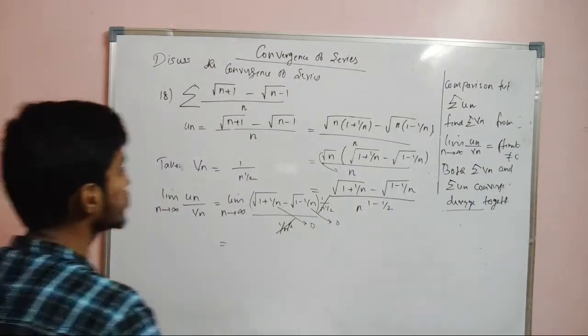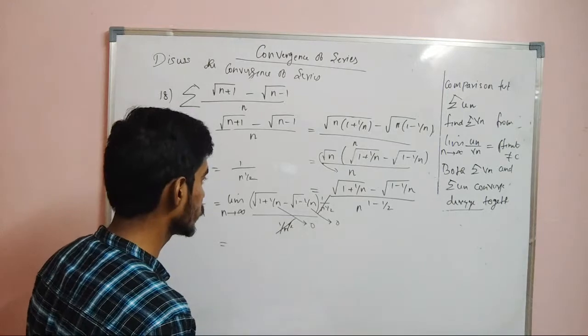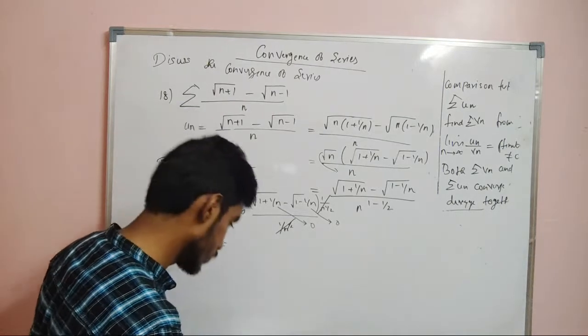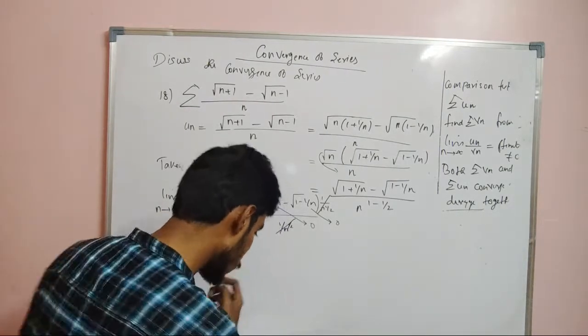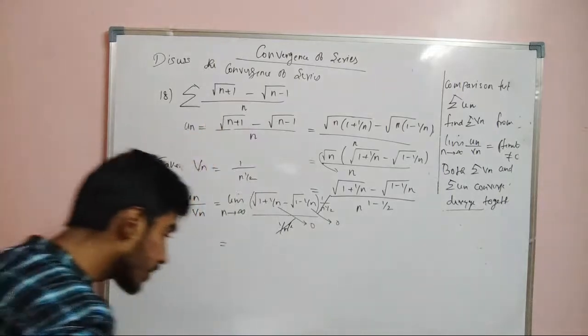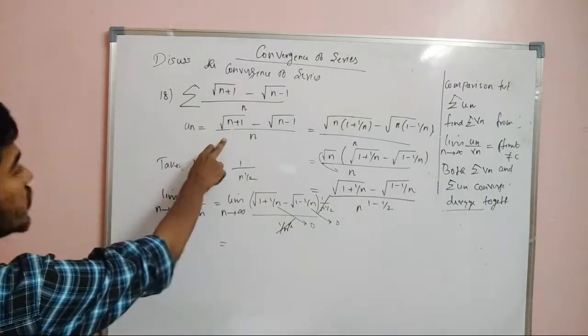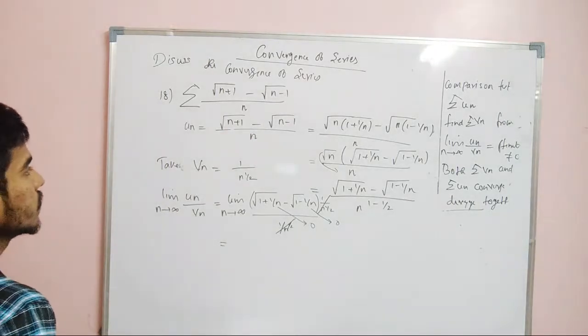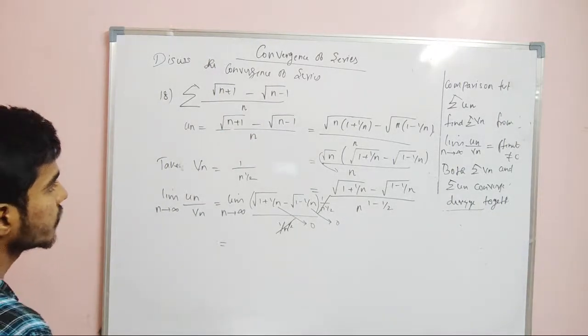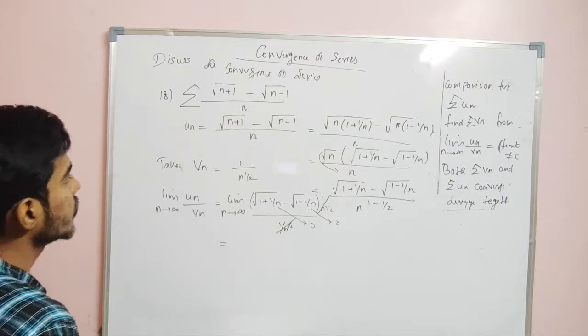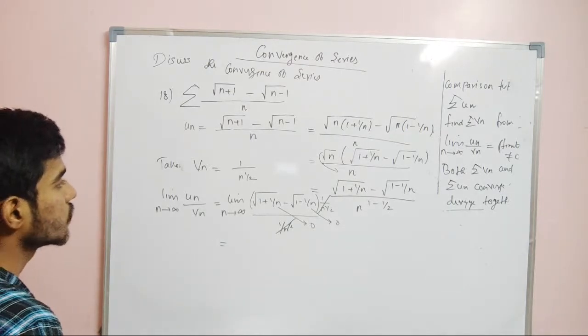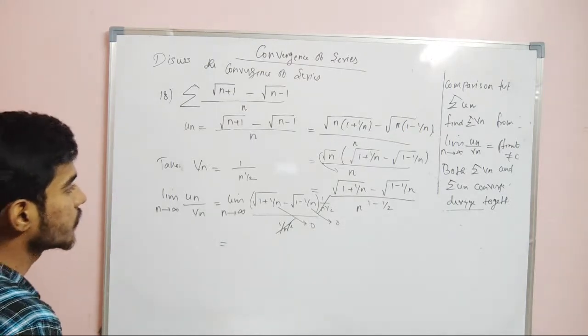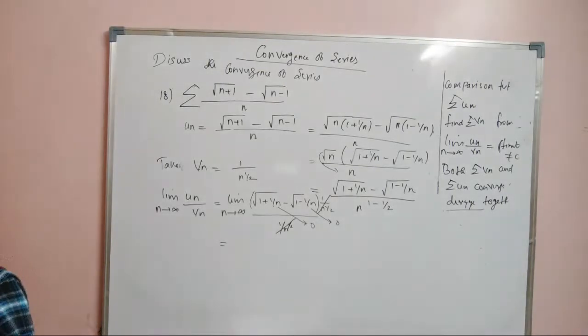I think I made some mistake. Let me redo it. It is n plus 1 minus n minus 1, divided by n. So this will be root n plus 1 minus root n minus 1, divided by n. We take n common, we will have 1 plus 1 by n. We take n common, we will have 1 minus 1 by n. And here n, so this will be n power 1 by 2, 1 minus 1 by 2, which is again 1 by 2. Now just take Vn to be equal to n power 1 by 2.